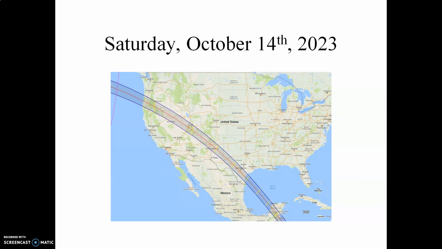Okay, the next annular eclipse visible in the United States occurs about 6 months prior to the next total solar eclipse. This will occur on Saturday, October 14th, 2023. Once again, the path of annularity passes through southern Texas. I'm going to be there on that day.